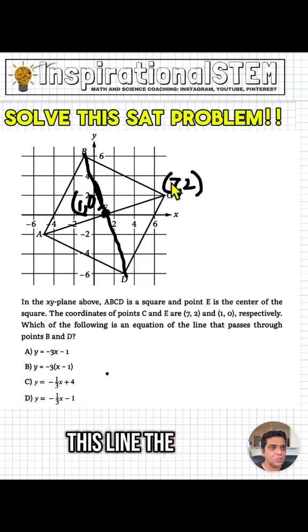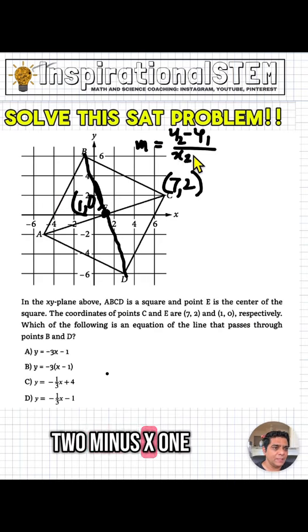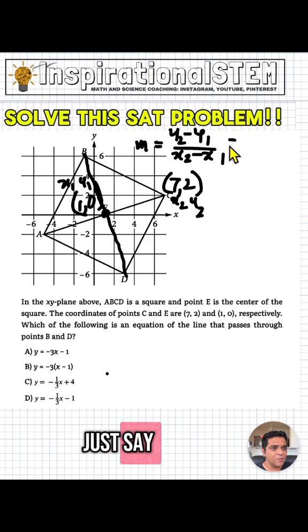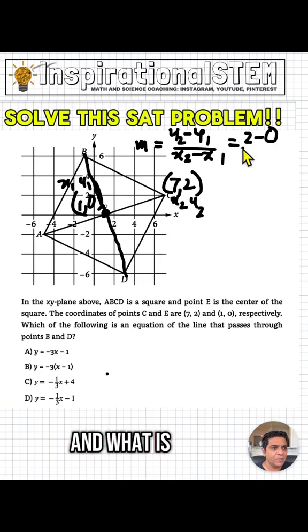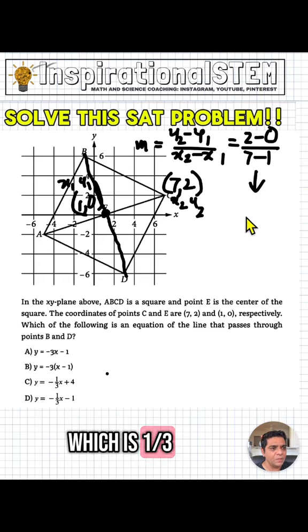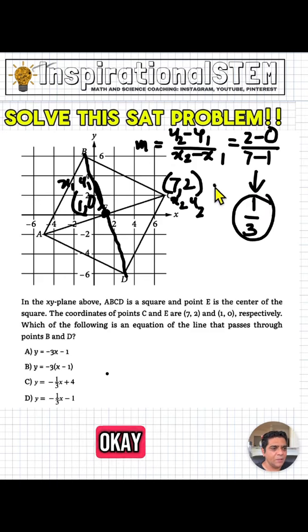The slope of this line is given by m equals y2 minus y1 divided by x2 minus x1. If this is our x2, y2 and this is our x1, y1, we can say y2 minus y1 is 2 minus 0, and x2 minus x1 is 7 minus 1. So let's clean that up a little. This is 2 divided by 6, which is 1/3. So the slope of that line, AC, is 1/3.